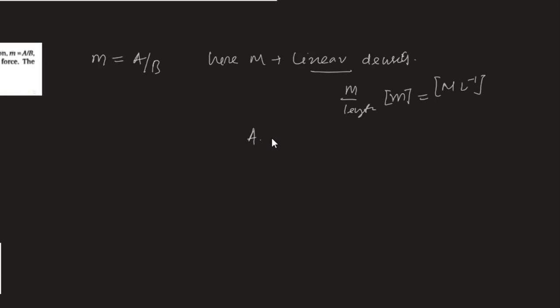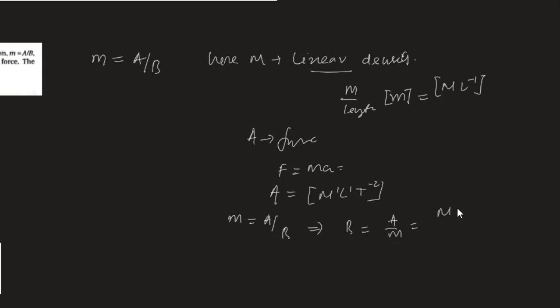Now it is given that A is force. If A is force, then we know force is equal to mass times acceleration, so for A we can write the dimension as M^1 L^1 T^-2. Then it is given M = A/B, and we have to find B. So B can be written as A by M. In dimensions you can write M^1 L^1 T^-2 divided by M L^-1, right?